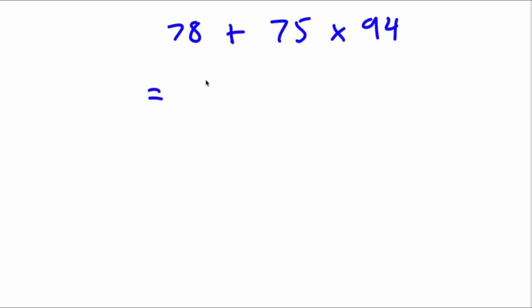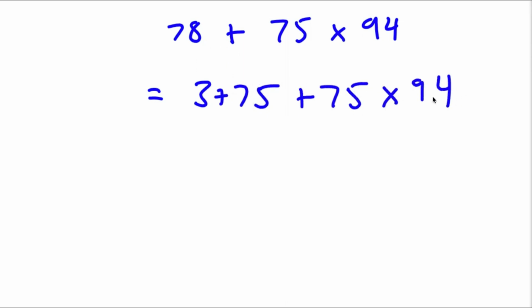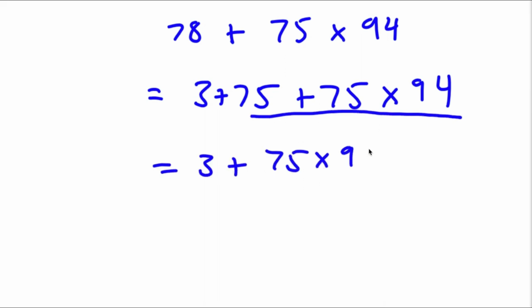Now the first thing I'm going to do is I'm going to replace 78 with 3 plus 75, because 3 plus 75 is equal to 78. So now I have 3 plus 75 plus 75 times 94. Now 75 plus 75 times 94, we can simply rewrite this as 3 plus 75 times 95.